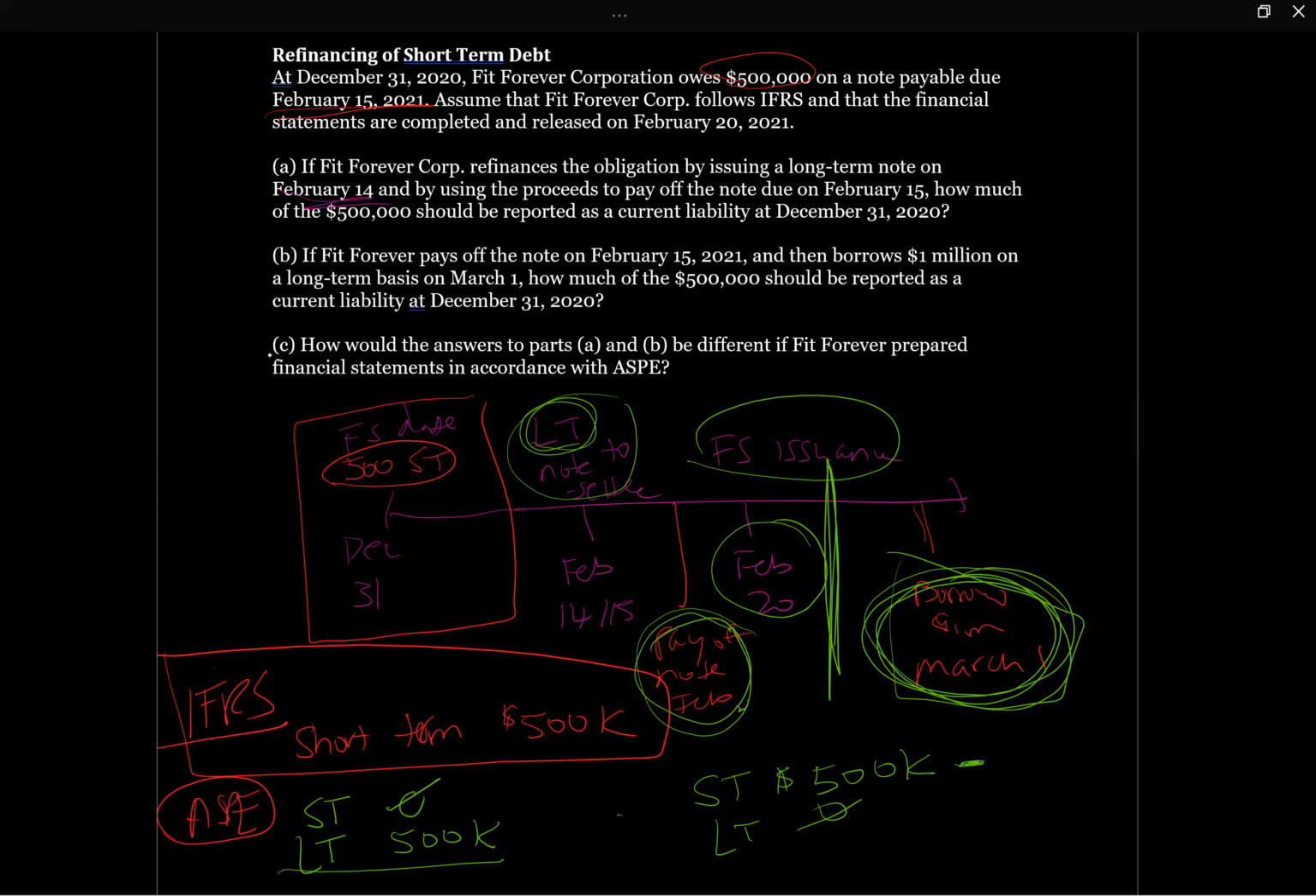So if the short-term obligation of $500,000 was settled by restructuring it into a long-term note payable prior to the date of financial statement issuance, ASPE would say, okay, that debt did not require settlement from current assets, therefore it can be shown as long-term. And then the second scenario, where the company simply paid off the debt before the financial statements were issued, that payment would have had to come from current assets, likely from cash. So therefore, that debt would be shown as short-term.